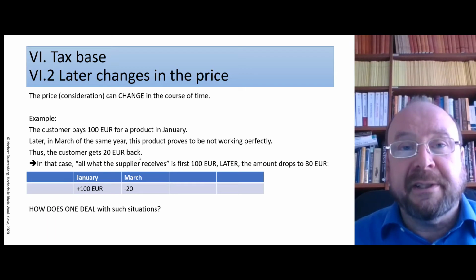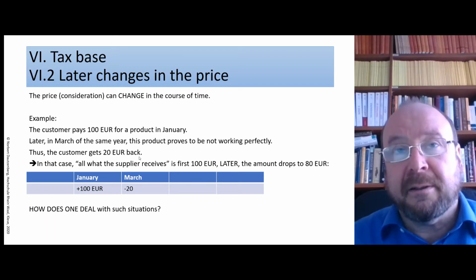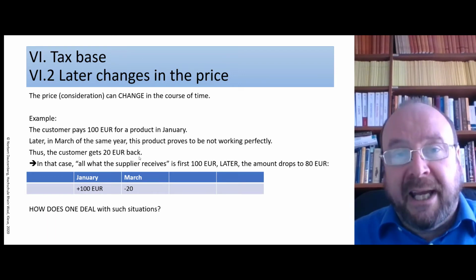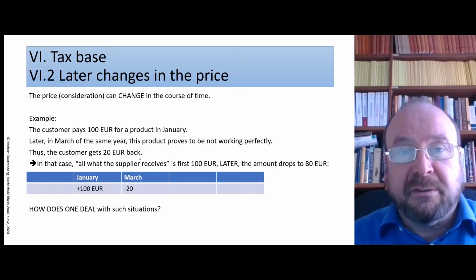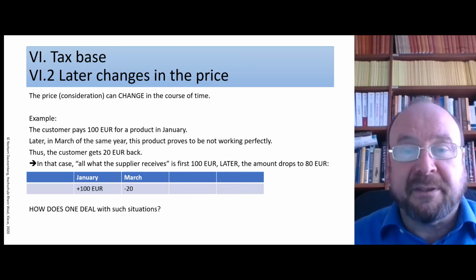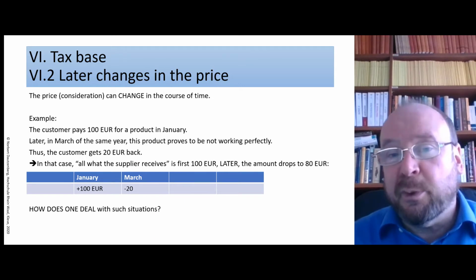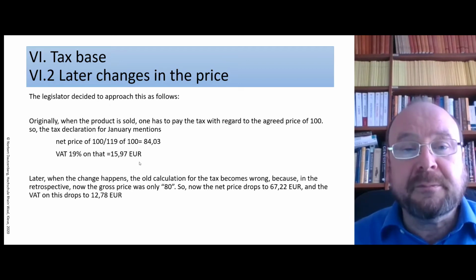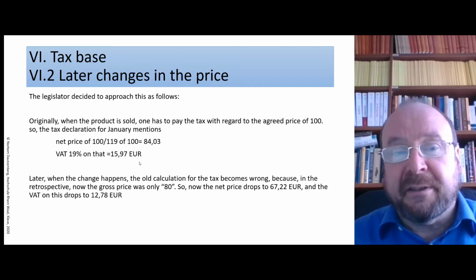From what I said just now, in the long run, it's only 80. It should be clear that in the final or in the long run, only 80 should count for the tax base. Only 80 should be the gross amount on which we base our tax calculation, because only 80 is what the supplier can keep. Now, the legislator decided to approach this sequence of events as follows.